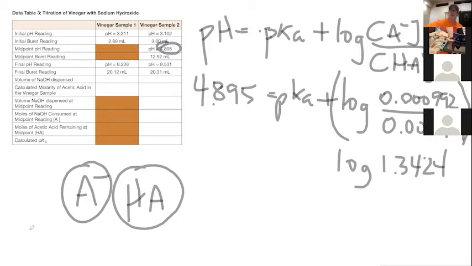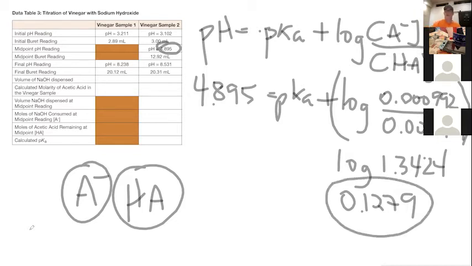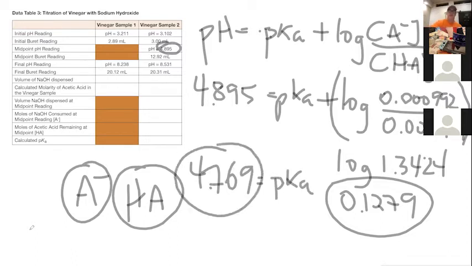So this should always be a pretty small number, 0.1279. You should not get a large number here. It can be negative, it can be positive, but it should be small. Now I subtract this from both sides, and 4.767 equals the pKa. So this is my pKa. Like I said, the actual pKa of acetic acid is 4.75, so this is really, really close.